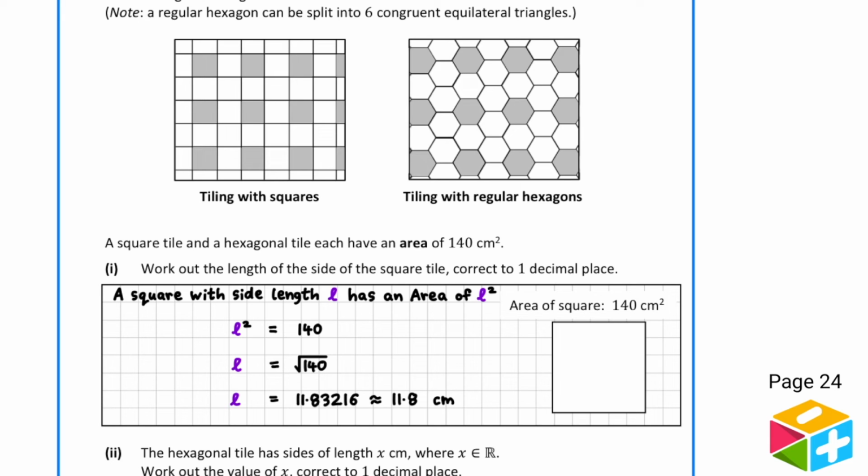Well, there's a well-known fact about squares which says that a square with a side length of L will have an area of L squared. We're told that the area is 140, so we can set L squared equal to 140. To solve for L, all we have to do is take the square root of both sides. We can use our calculator to compute the square root of 140. And when we round to 1 decimal place, we get our final answer that the length is 11.8 centimeters.